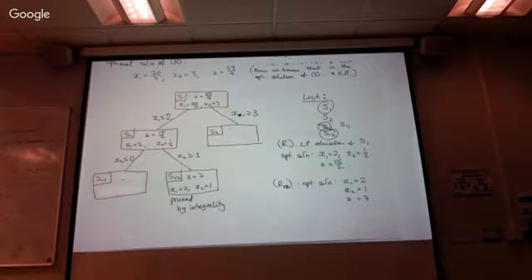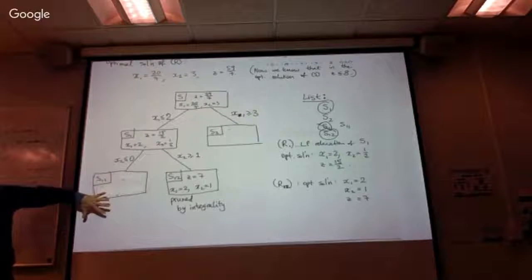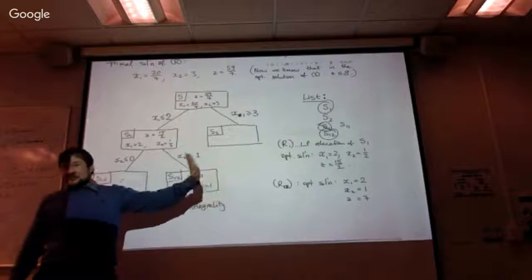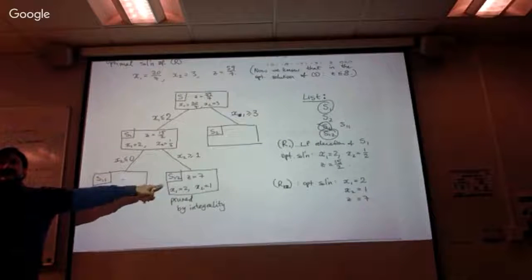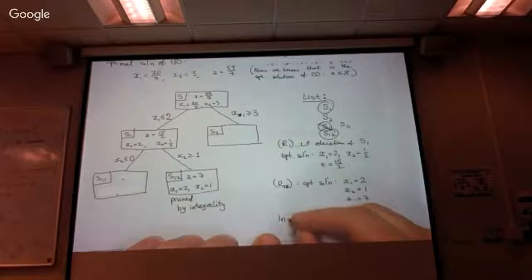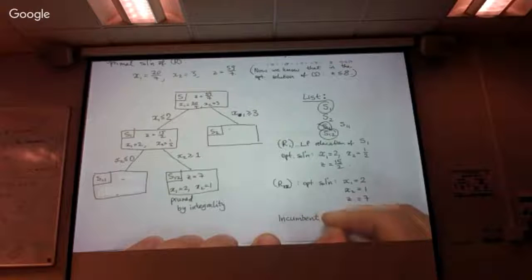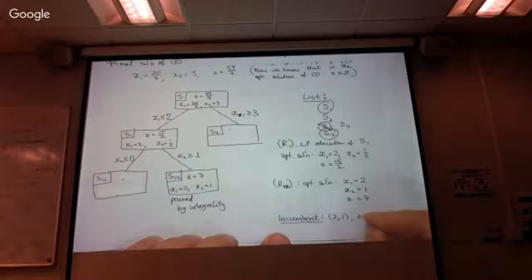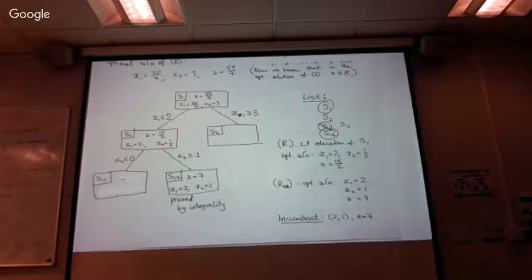Now, however, we should take note that we have a candidate for the optimal solution, haven't we? Well, we don't know. Maybe we're going to find a better one there or a better one over there. But definitely, this is a possible optimal solution. The best one that we've found so far is called the incumbent. So the incumbent is now X1 is 2, X2 is 1, and Z is 7.